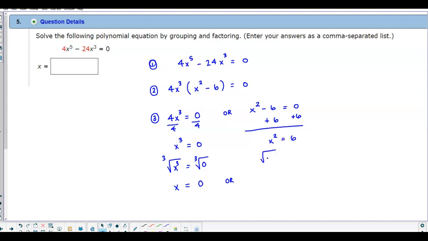And then we're going to take the square root of both sides, and recall that that becomes plus or minus the square root of 6 because it's an even root. So therefore, x is going to equal plus or minus the square root of 6. So we have 3 solutions here. We have negative square root of 6, 0, and positive square root of 6.